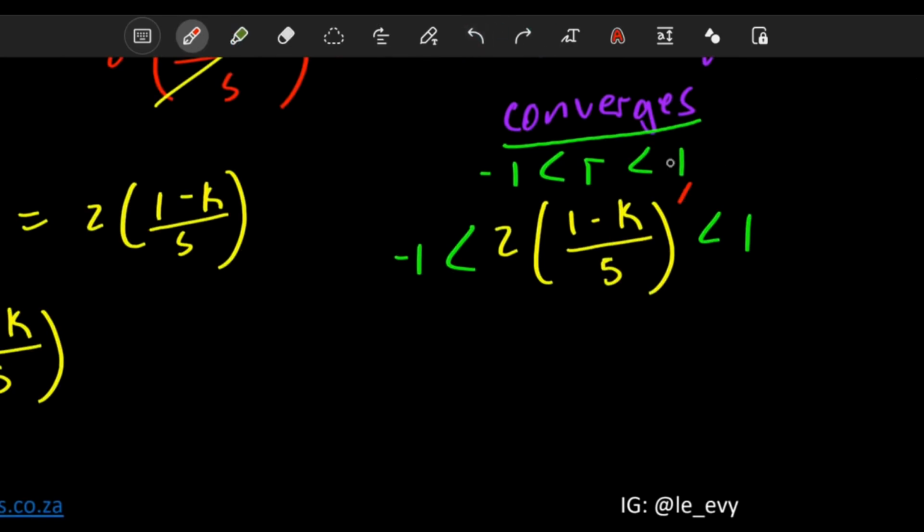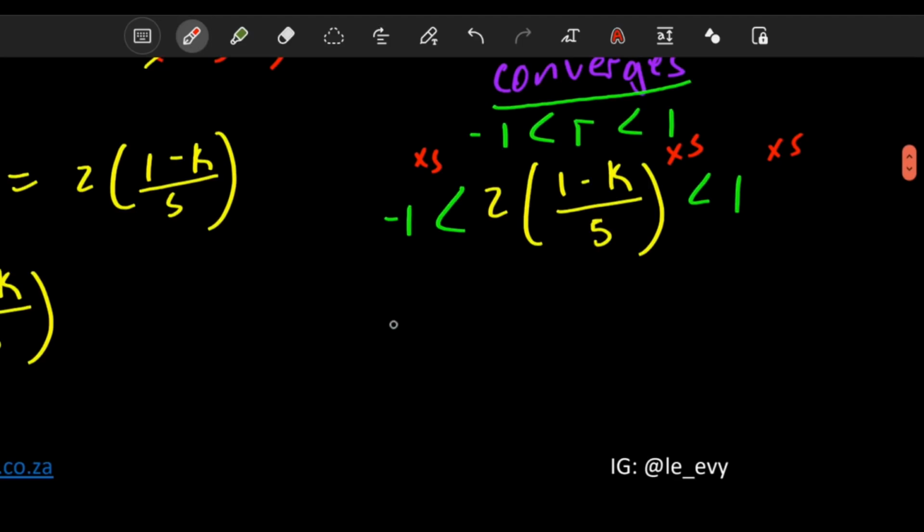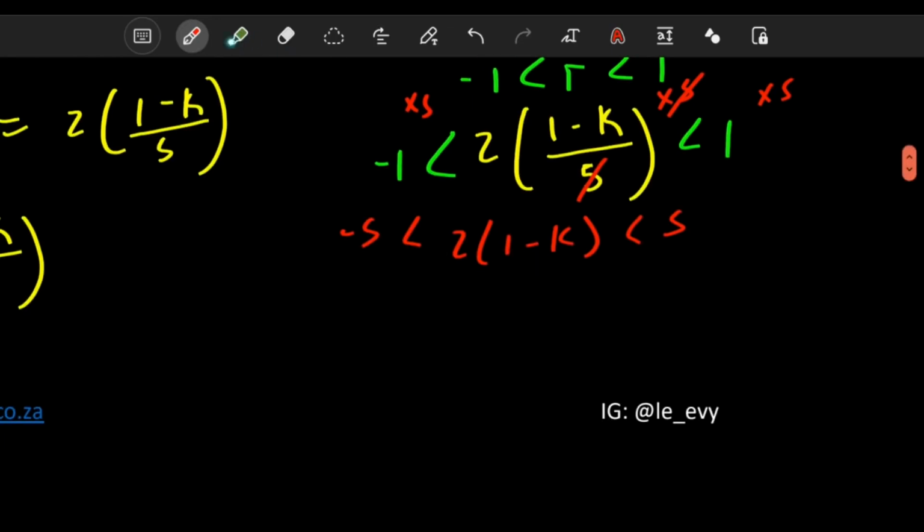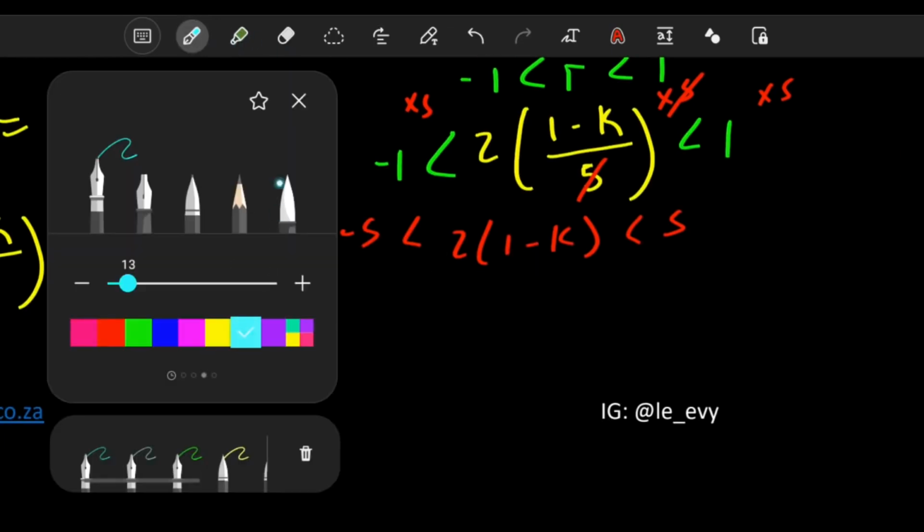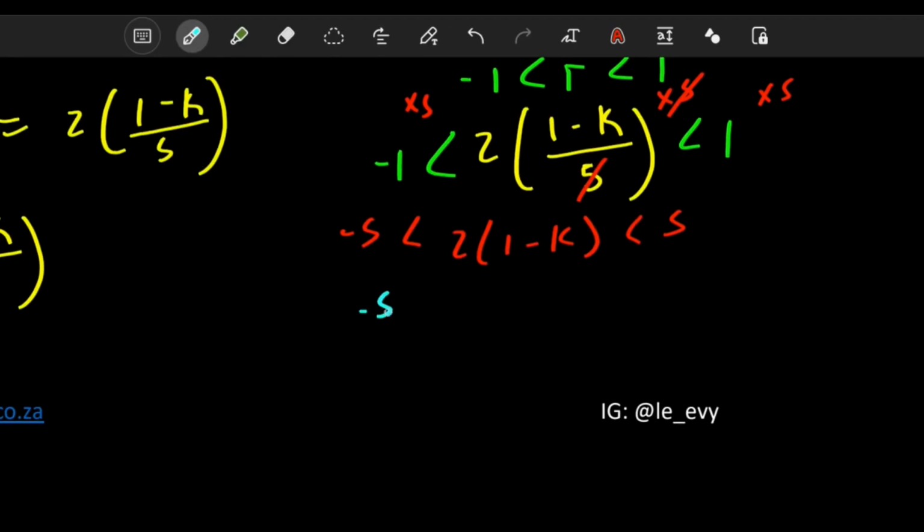Times by 5 over here, times by 5 there, times by 5 there. This is going to give you -5, and then this 5 cancels that 5. You're going to have 2 with 1 minus k. And then you can divide everywhere by 2. So dividing everything by 2, you're going to have -5 over 2, 1 minus k there, and then 5 over 2.